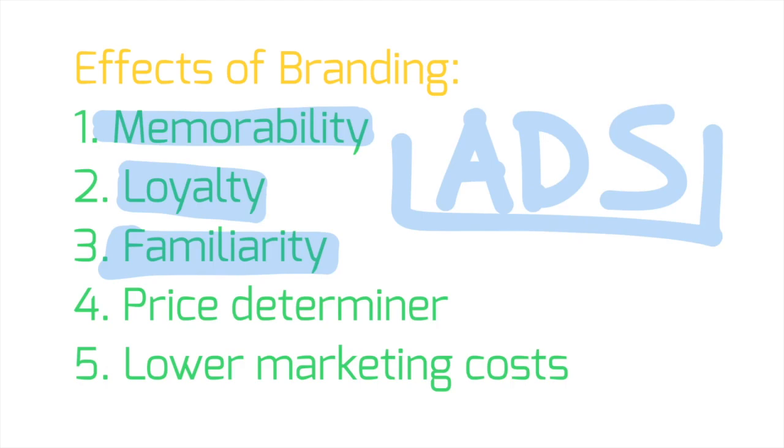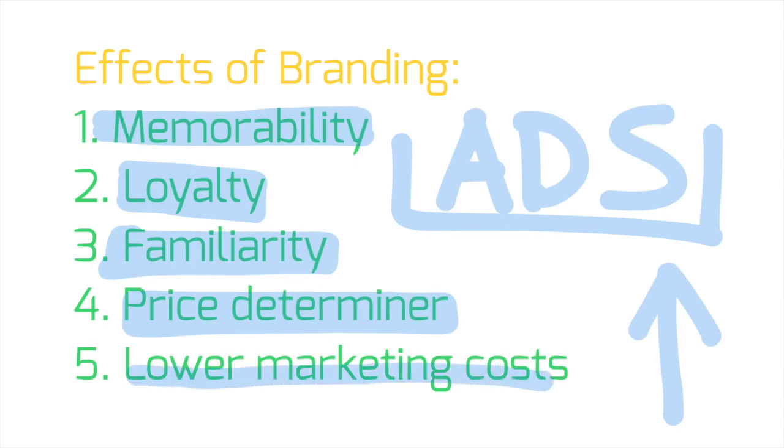The fourth is that it is a price determiner. If you have a premium image, with examples like Louis Vuitton or Gucci, then you can easily charge higher prices. This can also go for Apple. People still purchase Apple products despite their costs. And the fifth is that it is beneficial for the company as it results in lower marketing costs.